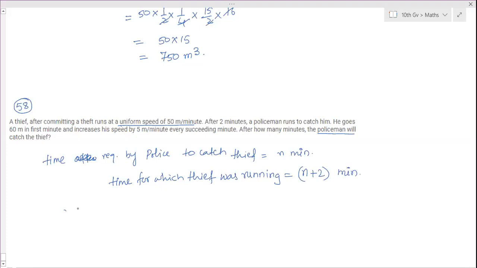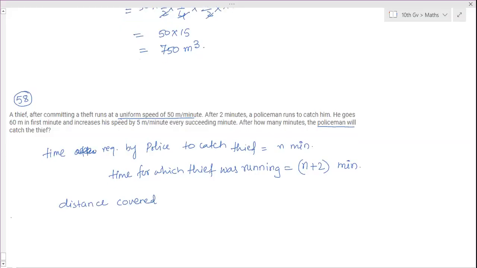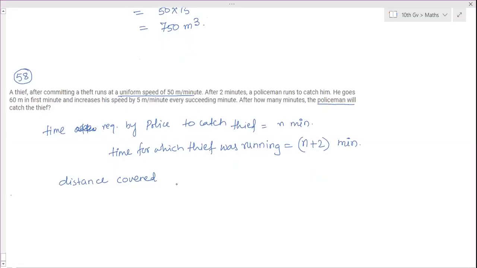Now the distance covered by the thief. In this case, one thing is common: the distance the thief has covered and the distance the police has covered is always equal, because both of them have started from the same position and the police catches him. So the distance covered by them is equal. The time required to cover that distance is different, but the distance is the same in both cases. So how much is the distance covered by the thief? The thief was moving with a uniform speed, so distance is equal to speed into time.